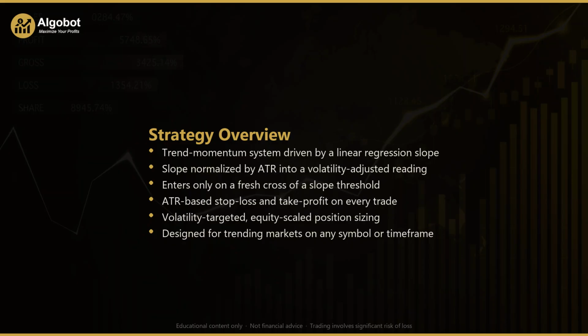That single design choice does a lot of work. It filters out low slope chop, which tends to produce whipsaws, and it fires discrete entries rather than re-triggering on every single tick. The result is intended to be fewer, cleaner signals that focus on moments when momentum genuinely shifts. Risk is handled with an ATR-based stop loss and take profit, and position size is both volatility targeted and equity scaled. So size shrinks when volatility rises and adjusts as the account balance changes.